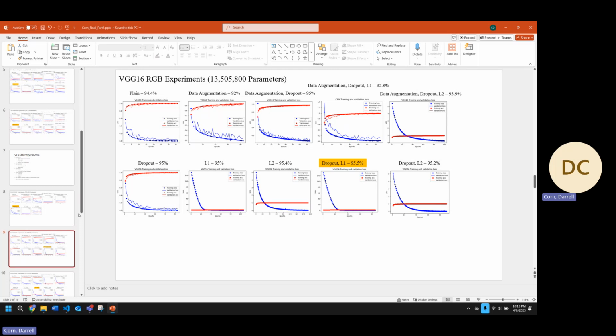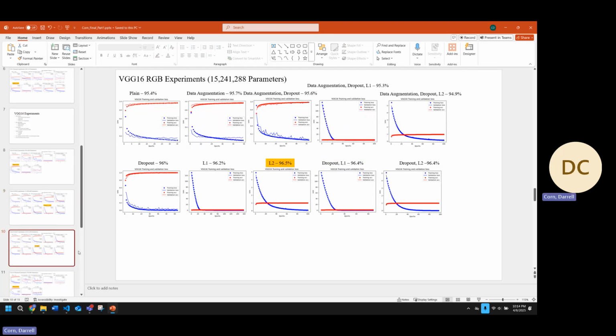So I ran a few more experiments just to see if I could improve the accuracy a bit further. And it turns out I could by including a dropout layer as well as a regularizer. And so in this set of experiments, that combination was the highest performing at 95.5%.